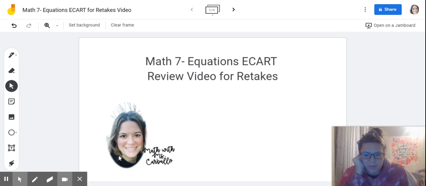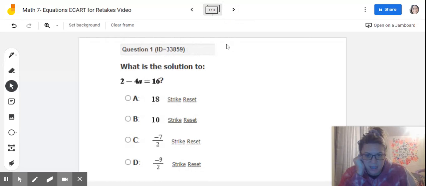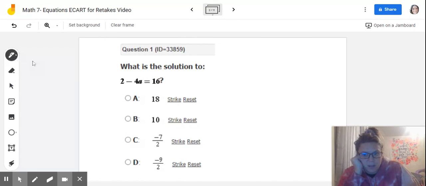Hi guys. All right, we're going to go over this equations test so that you are ready for the retake. Here we go. Question 1 looked like this. What is the solution to 2 minus 4a equals 16?